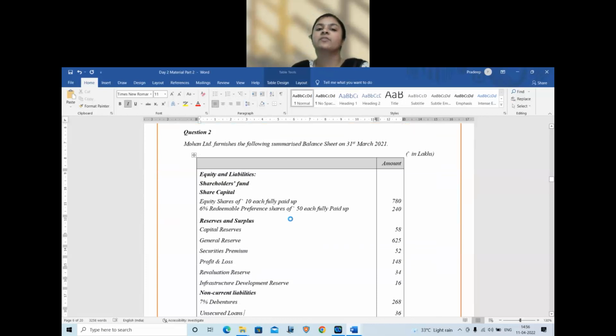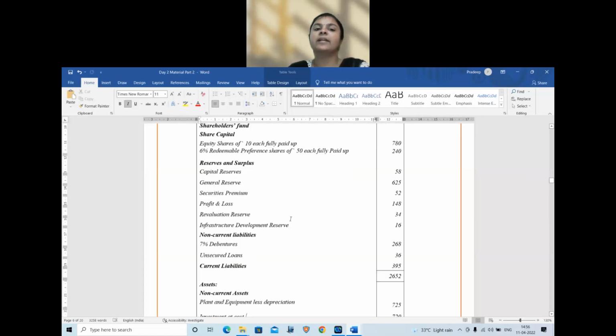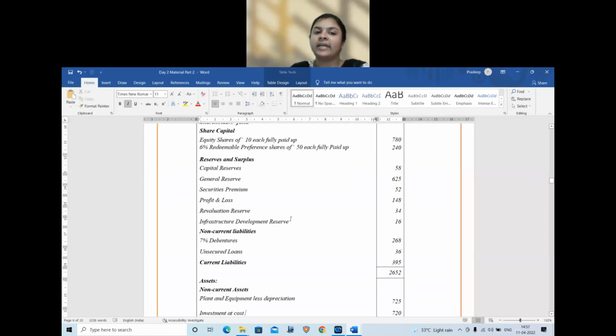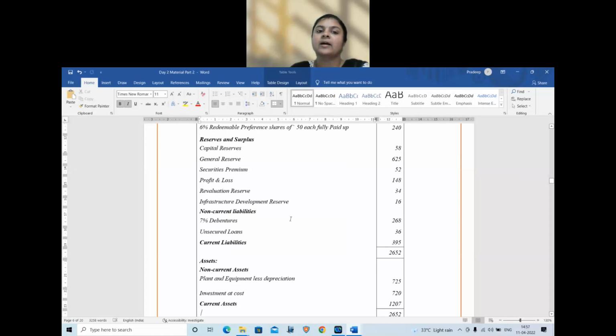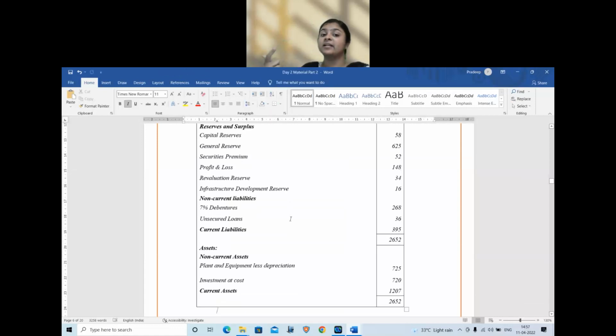Mohan Limited furnishes the following summarized balance sheet as on 31st March 21. They have given share capital, equity and preference, reserves and surplus, capital reserves, general reserve, securities premium, P&L, revaluation and infrastructure development reserves. So what are all the reserves that will be considered? General reserve, securities premium, profit and loss account. That's all. The others are not free reserves for the purpose of buyback.